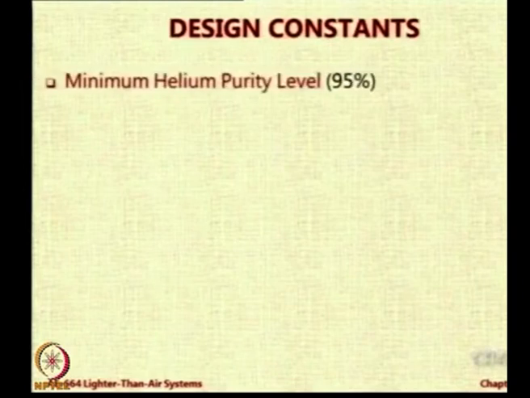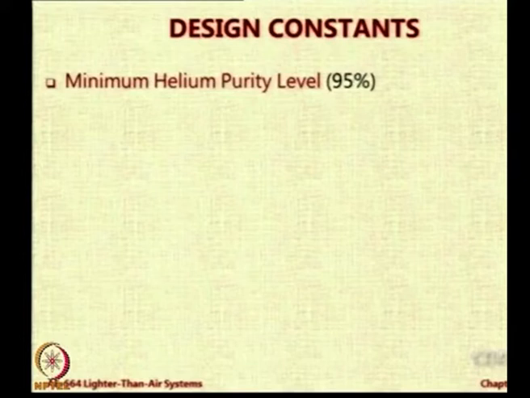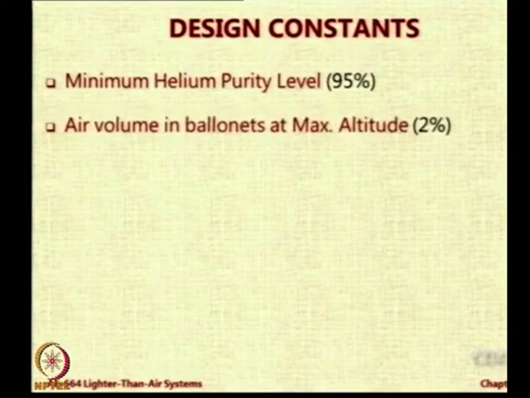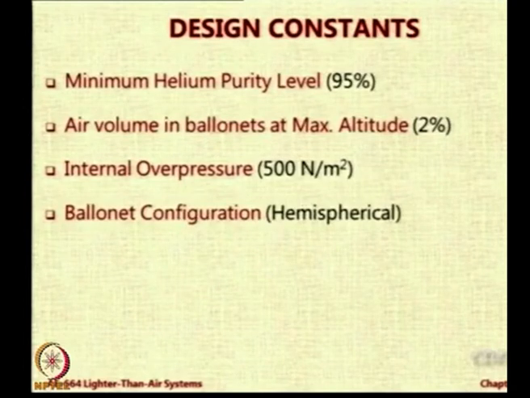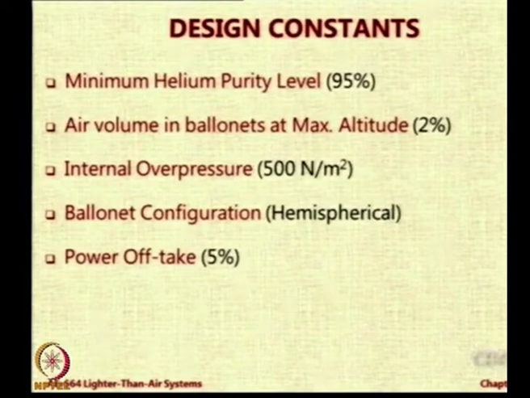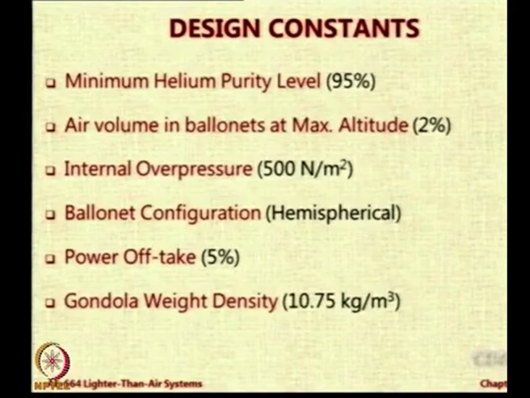Okay, then constants. So I'll just quickly go through the list. I've already mentioned the parameters. The helium purity level, we took 95% as the rock bottom. Below this, we want the gas to be purified. Air volume balloon at max altitude for control and trim was 2%. This is based on a study of, I'll show you that detail. So this is the balloon volume required for trim. Overpressure was considered to be 500 N/m². And we went for a simple hemispherical balloon because we were concerned about the weight. We assumed that 5% power will be consumed by accessories, and the gondola will be made up of a simple standard composite fuselage type structure without pressurization. So we got this number for the typical value of weight per volume of a gondola, and empennage area density, weight of the empennage per square meter.